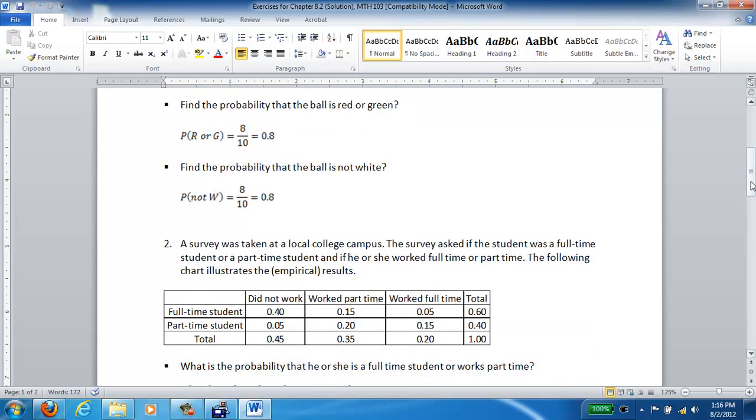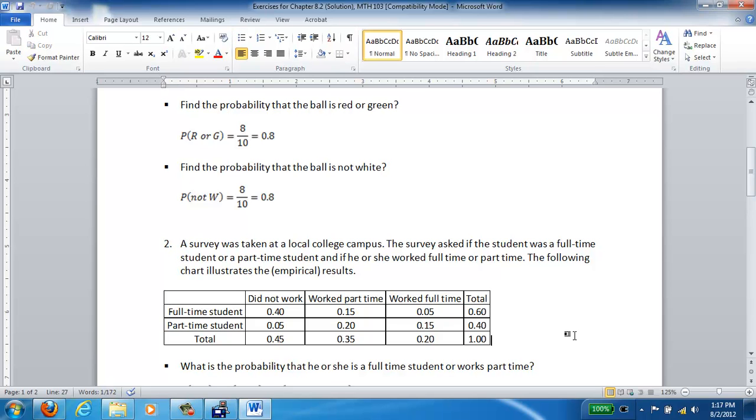So, for the second problem, we have the table. If you don't have the totals of the rows and the total of the columns, then you have to calculate them. So, question number 1, what is the probability that he or she is a full-time student or works part-time? The word or means that we have to follow the addition rule. The question is whether the events are mutually exclusive or not, if the intersection exists or not.